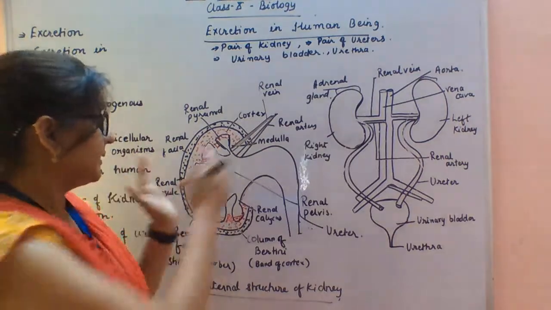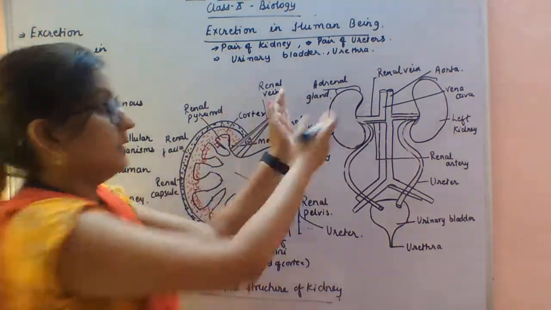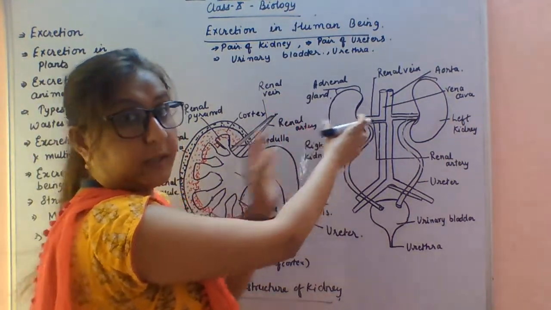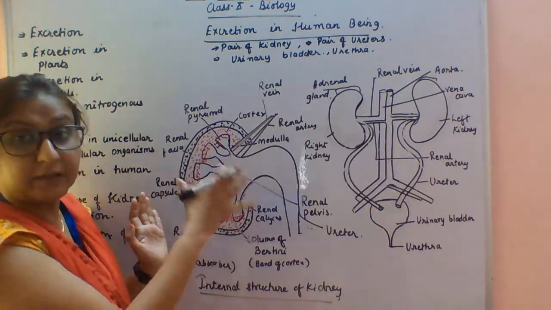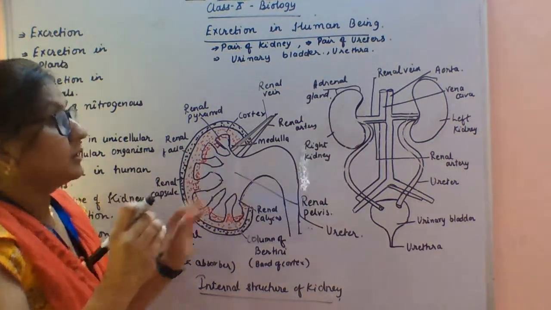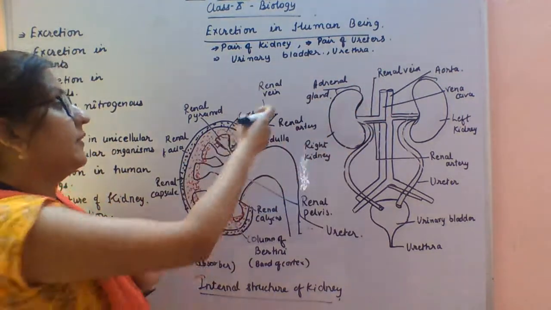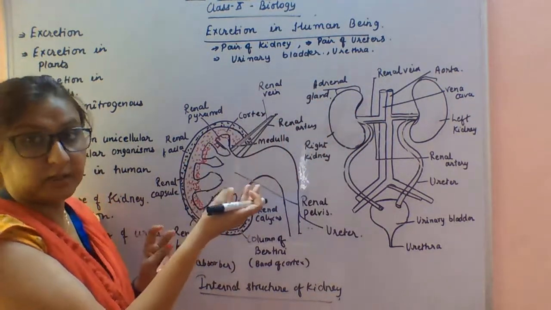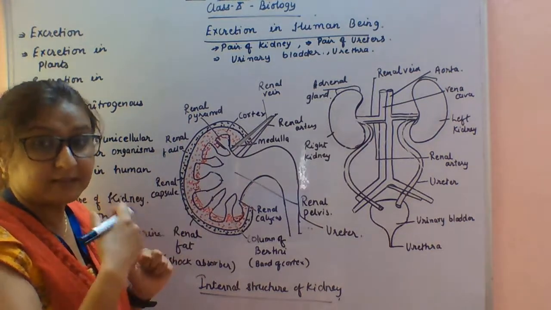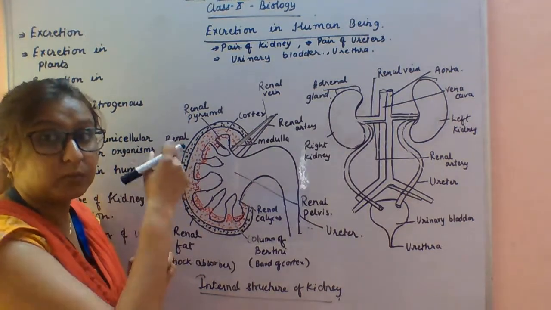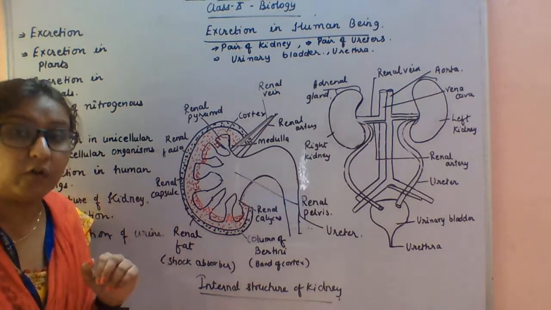Okay, so this is the kidney. From here, this is the internal structure of the kidney. Now I am just explaining this internal structure. I told you about the renal artery and renal vein. From the left and right renal artery, the oxygenated blood is coming, landing with the impurities in the kidney for filtration.